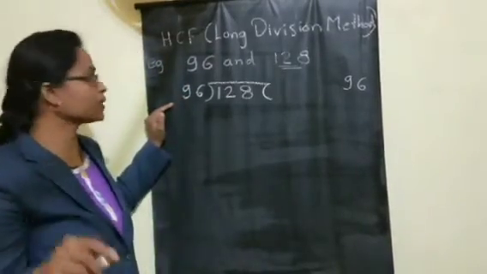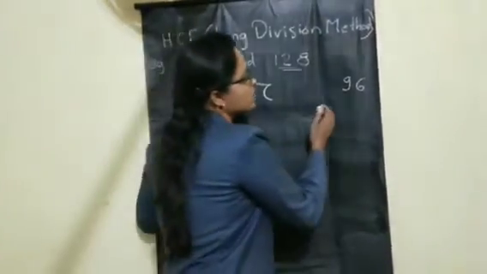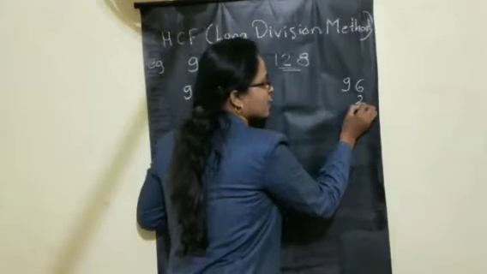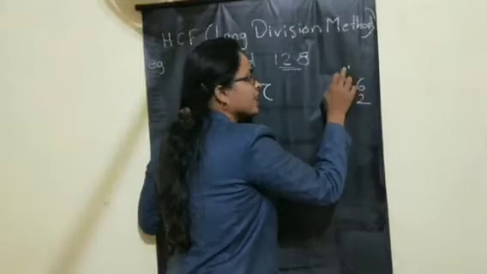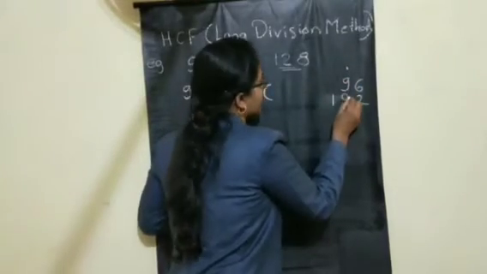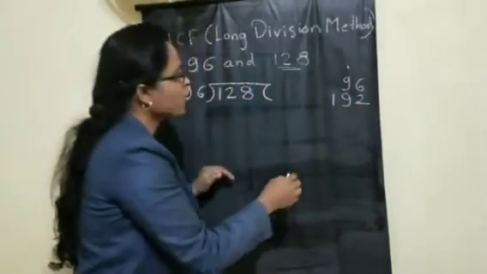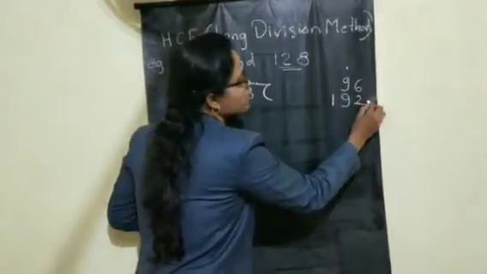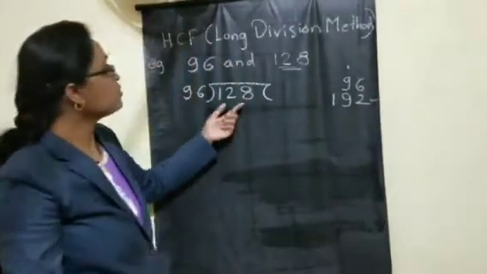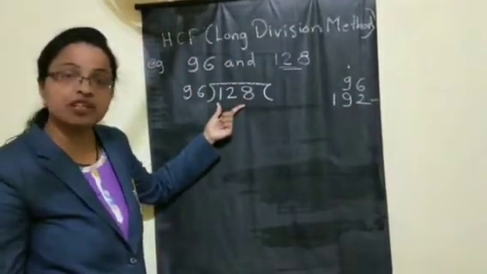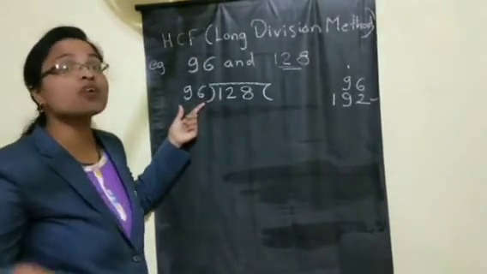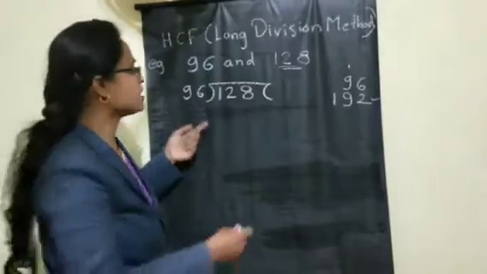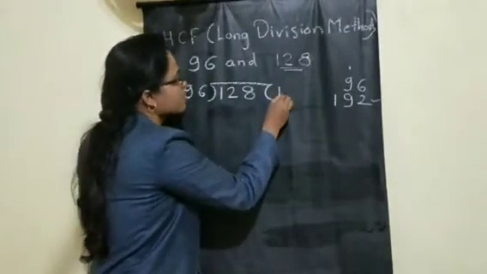Yes or no? Okay. So now 6 twos are 12, carry 1. 9 twos are 18. 18 plus 1, children, 19. Okay. Now if you observe here, 96 twos we are getting 192, and 192 is bigger than 128. So we cannot take 2. What do we have to take? 1. 96 ones. So let us take 96 ones.